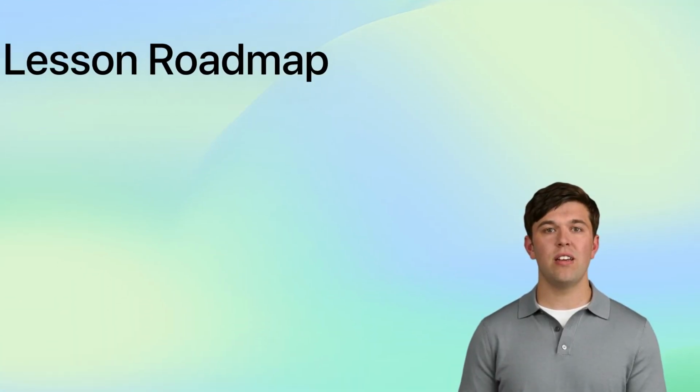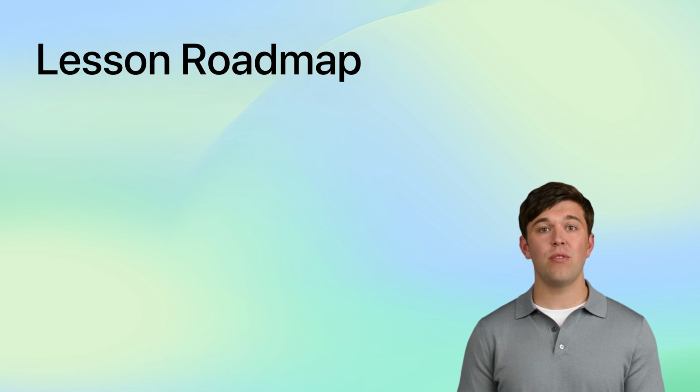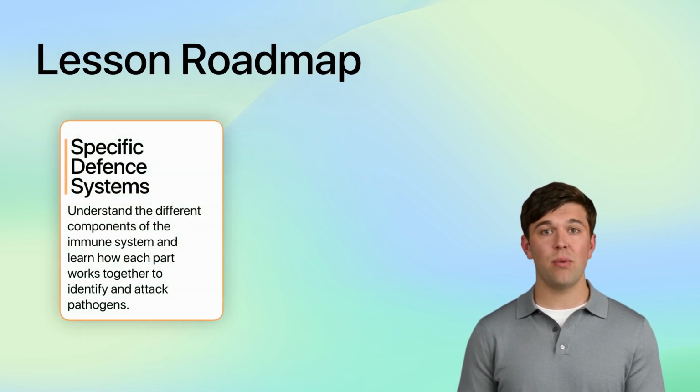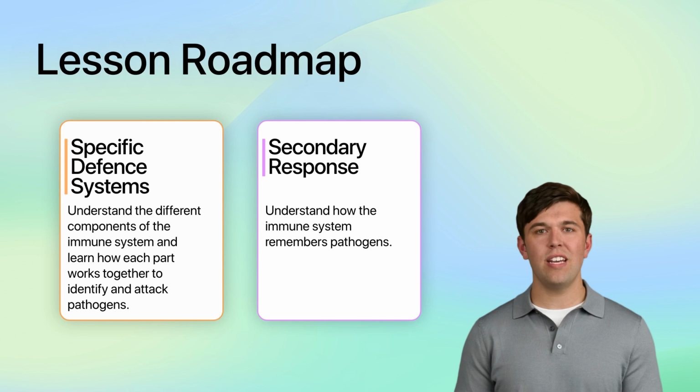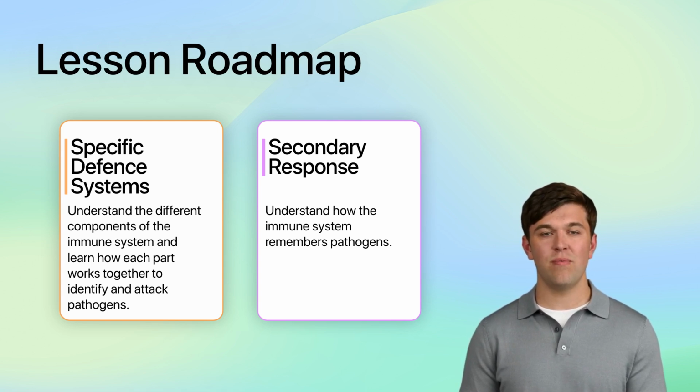In our lesson today, we will explore the different components of the immune system, such as white blood cells and antibodies, and learn how each part works together to identify, attack, and remember pathogens. This understanding will help you to explain how our body protects itself from infections.